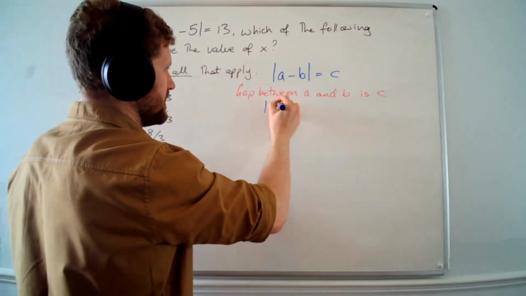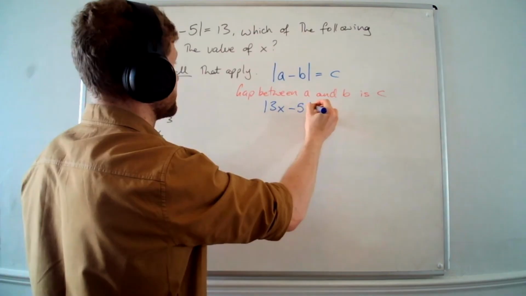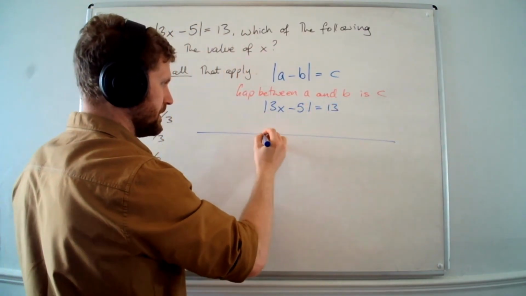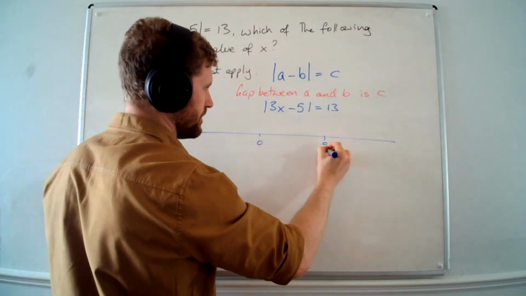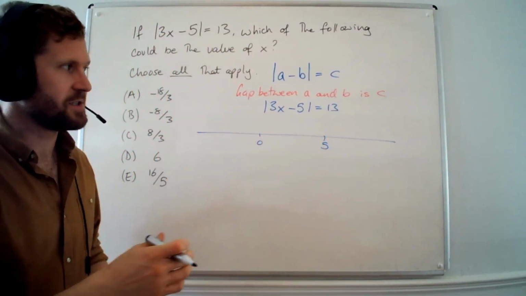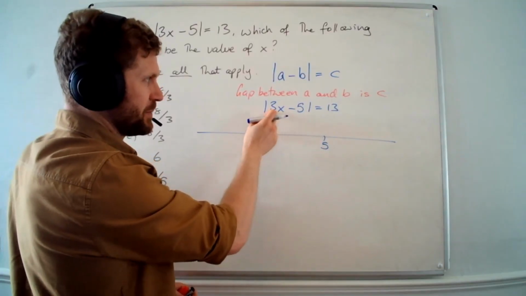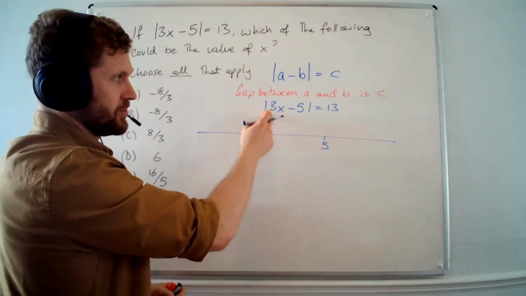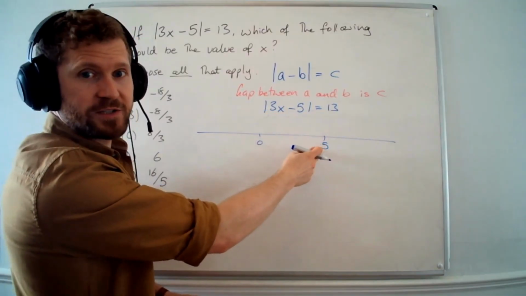I'm going to put that into practice now so you can see what that looks like in terms of this question. So we've got the absolute value of 3x minus 5 is equal to 13. If I put a number line here, put 0 there and 5 there, then this question is saying that the gap between 3x and 5 is equal to 13. I don't know where 3x is, but I know where 5 is on the number line.